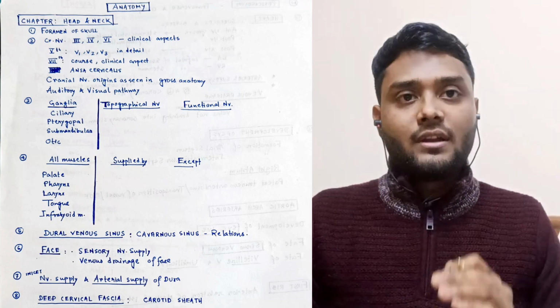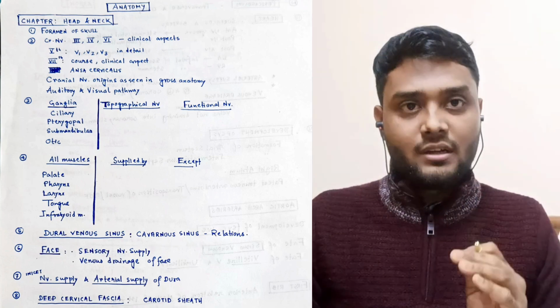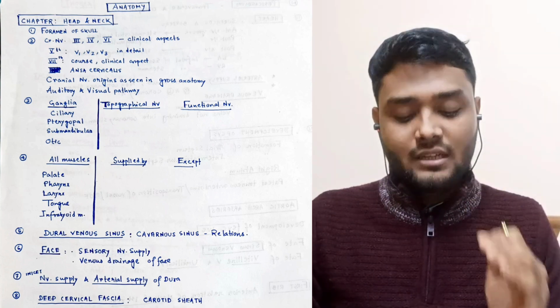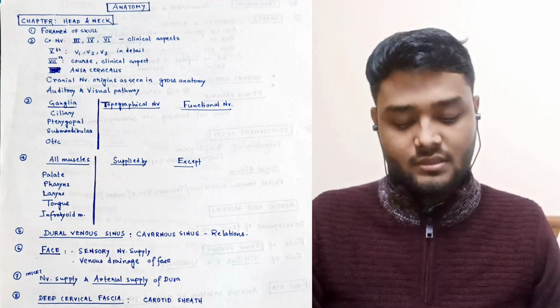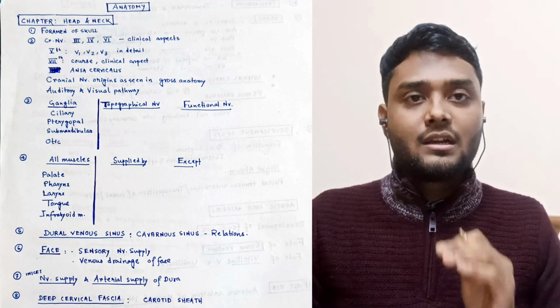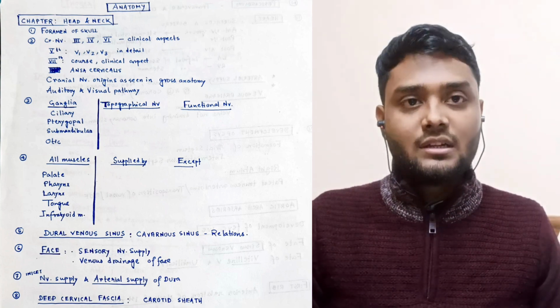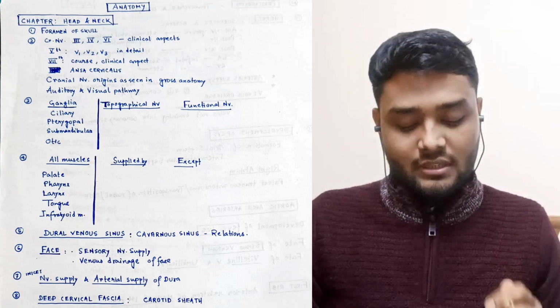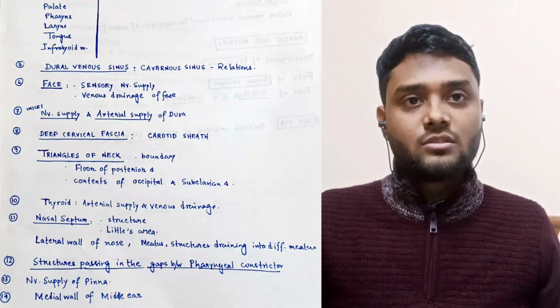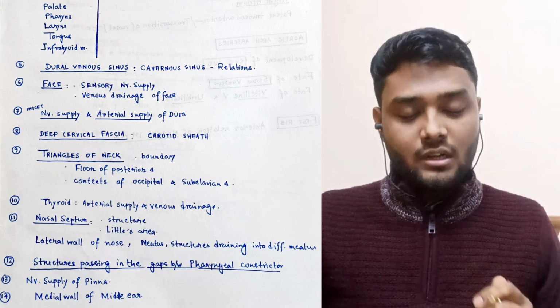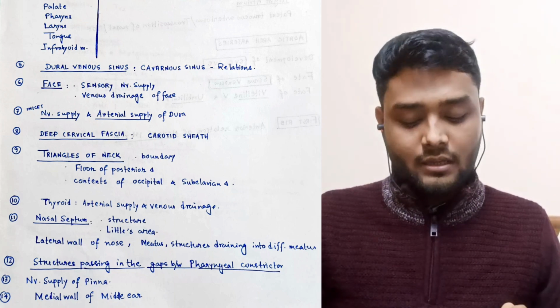Then dural venous sinuses, most importantly the cavernous sinus and its relations. Then in the face, you have to read the sensory nerve supply of the face and the venous drainage of the face, and the nerve supply and arterial supply of the dura. This is very important for INICET. Then comes the deep cervical fascia, the carotid sheath, then triangles of the neck, their boundaries, the floor of the posterior triangle, and the contents of the occipital and subclavian triangles.